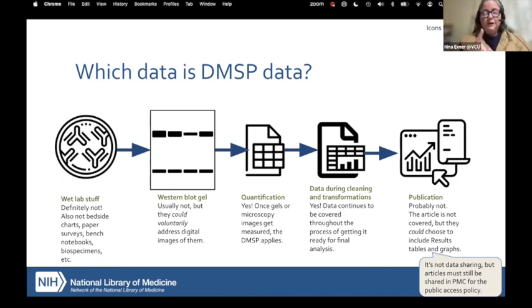However, although it's not data sharing, articles must be shared under the public access policy in PubMed Central. So it's just that it moves to a different policy once it becomes a publication. And if you're unsure about that, please feel free to put questions in the chat.